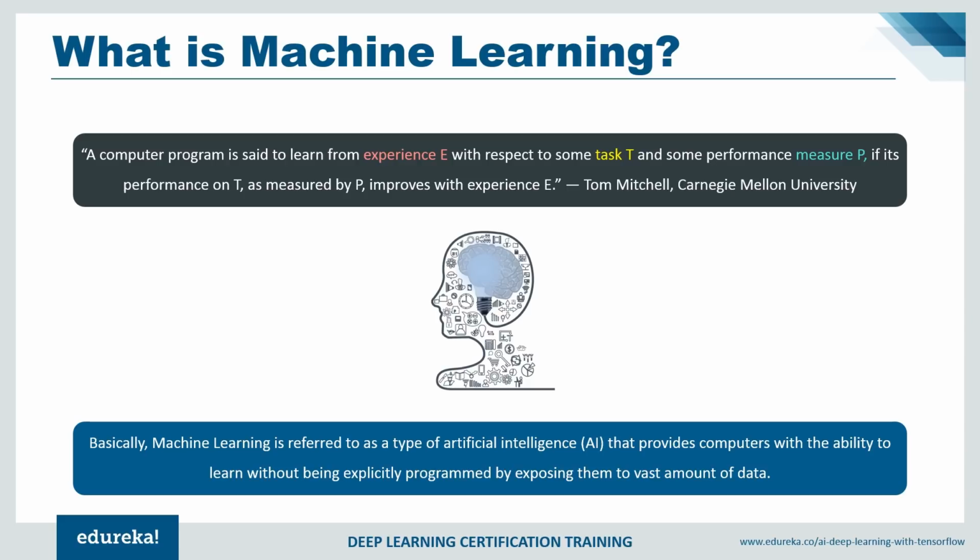So basically, machine learning is referred to as a type of artificial intelligence that provides computers with the ability to learn without being explicitly programmed by exposing them to a vast amount of data. Now, the core principle behind machine learning is to learn from the datasets and try to minimize the error or maximize the likelihood of their predictions being true. Even though machine learning had great advancement, there were some drawbacks of machine learning.